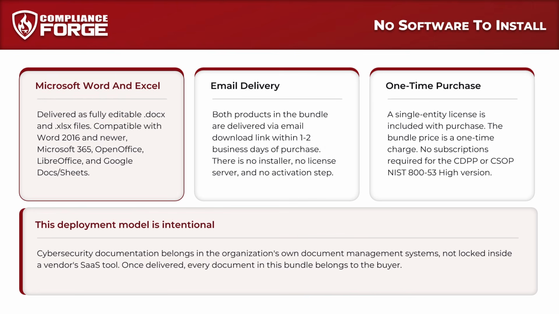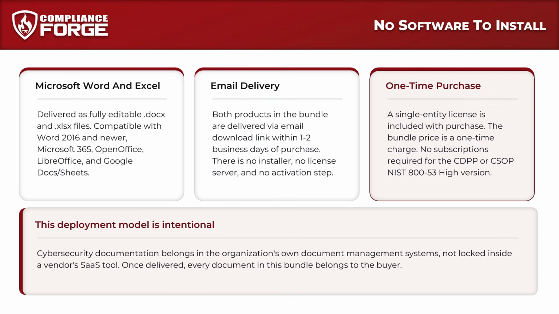Everything is delivered as fully editable Word and Excel files, compatible with Word 2016 and newer, Microsoft 365, OpenOffice, LibreOffice, and Google Docs and Sheets. Both products in the bundle are delivered via email download link within 1 to 2 business days of purchase. There is no installer, no license server, and no activation step.